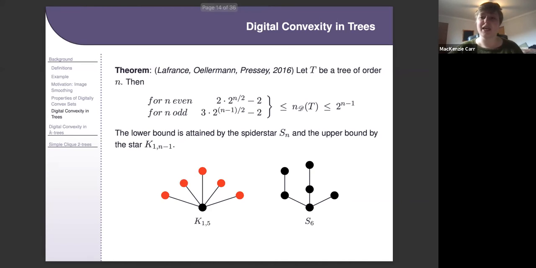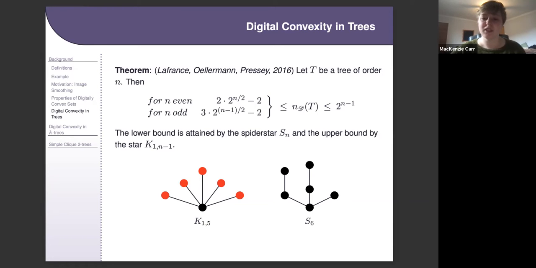So here, if we take any subset of the leaves in a star, if we leave one out, then that vertex is a private neighbor for itself, and it's also a private neighbor for the vertex in the middle. If we include all of the leaves in our digitally convex set, then our vertex in the middle no longer has a private neighbor, so we have to toss that one in as well. So we can match the digitally convex sets with subsets of these leaves.